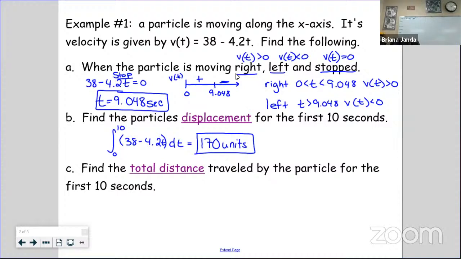The total distance, however, we have to break it up into the direction traveled. We know that we're moving right, which means a positive distance from 0 to 9.048. So we can set up that first integral from 0 to 9.048 and expect a positive value. And then the next interval that's going to go the rest of the distance from 9.048 to 10 is going to give us a negative value. So again, we can either subtract it, or as I like to do, the absolute value symbol here. And again, of our velocity.